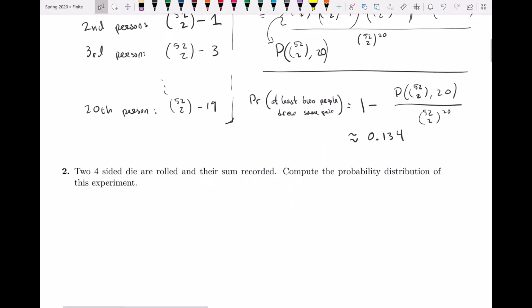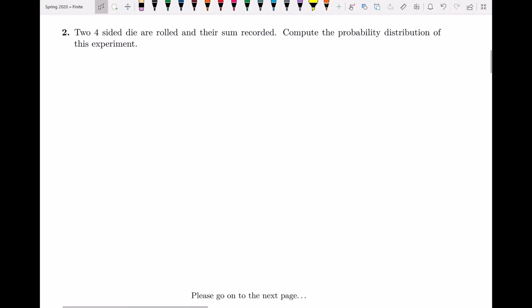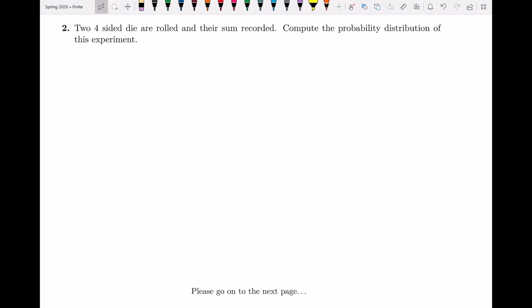Alright, on to the next one. So, 2 4-sided dice are rolled and their sum recorded. Compute the probability distribution of this experiment. Alright, well, if you're asked to compute a probability distribution, the first thing is to figure out what the sample space is.